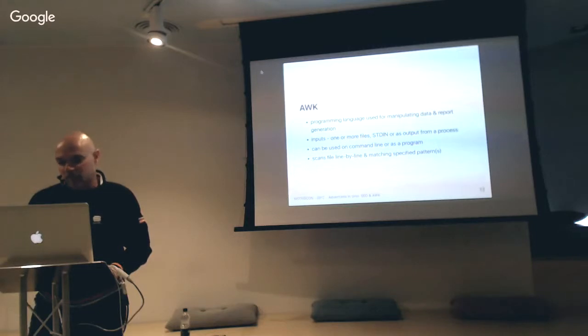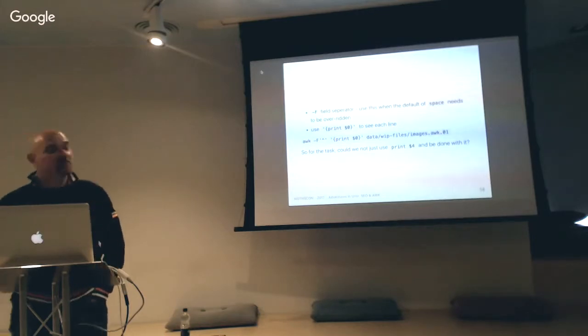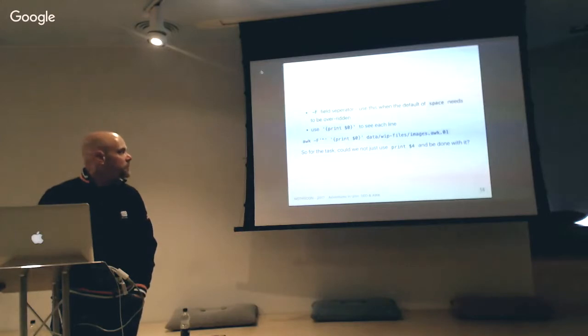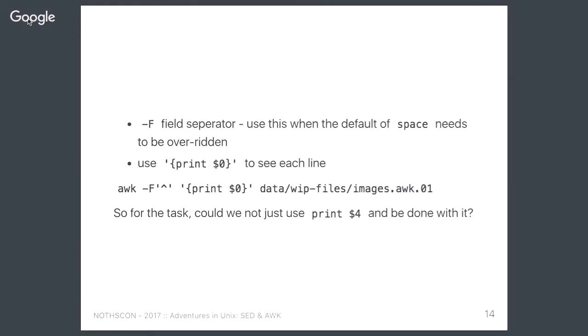Again, like sed, it scans the file line by line and matches against specified patterns. In the work that we did here, we used the -F flag, which is a field separator. The default is a space, and we use this when we want to override the default. Then you use the awk command and print out what you want to see. Here we've said we're going to use print $0 to see each line. So you could head your file, pass it to awk, say print $0 with the curly braces, and you'll get however many lines you pass through here, which gives you a quick idea of what you're dealing with.